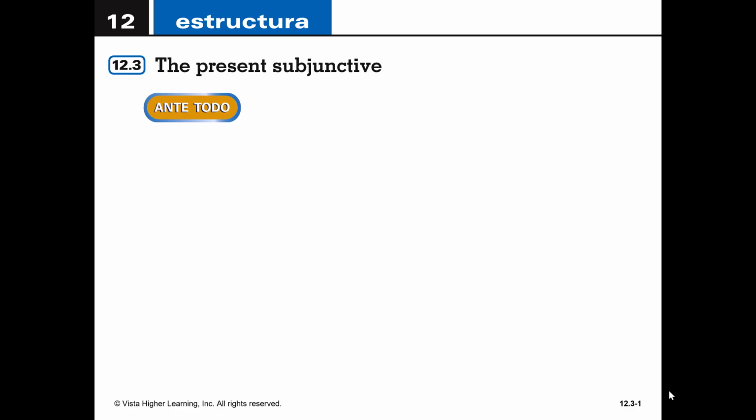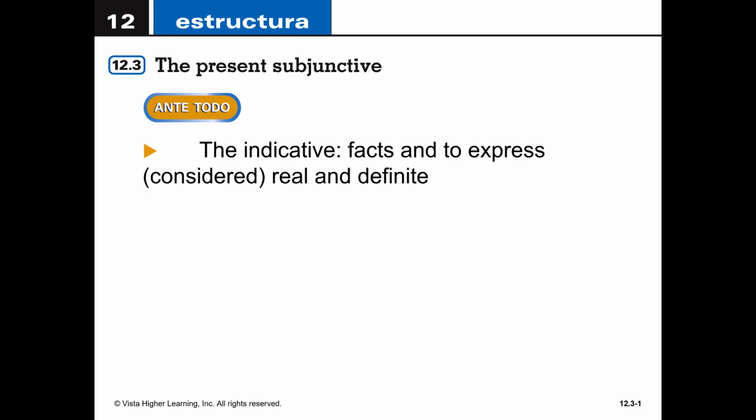Hoy vamos a aprender acerca del presente subjuntivo. All of the tenses that we've learned are called indicative. So we've learned the present tense, present progressive, the preterite, the imperfect. All of those are indicative. What does it mean, indicative? Tenses that are used to express facts, real and definite.